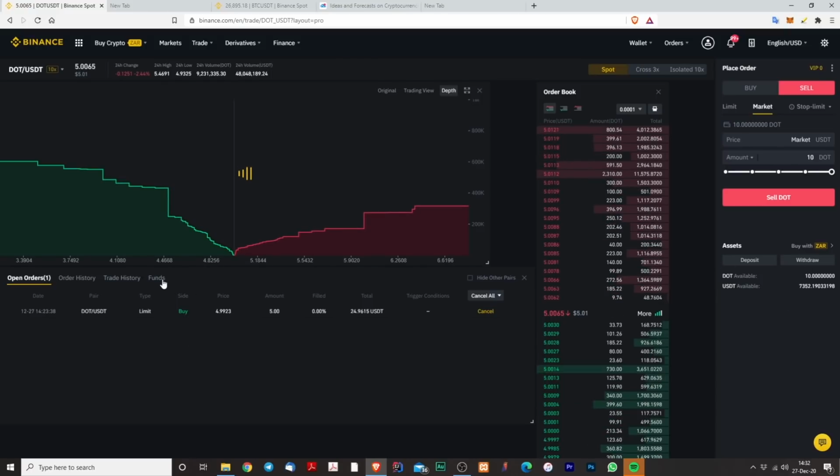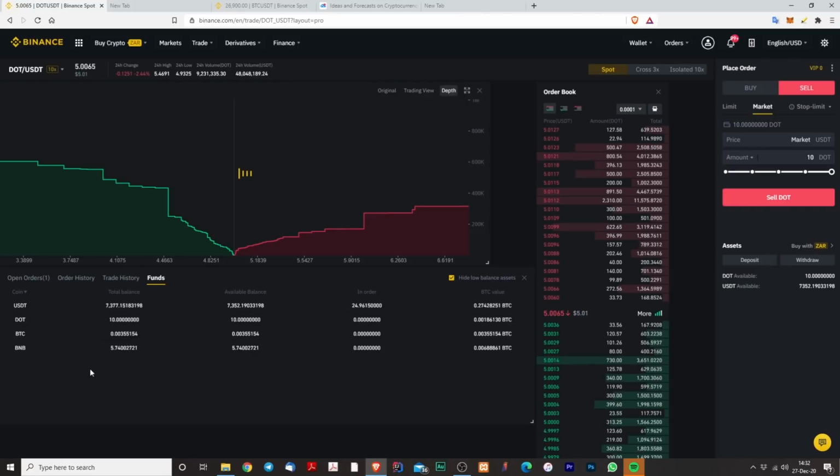But you can also click here for funds, and the funds here is going to show me the relevant amount of coins that I have in my wallet. So I have BTC and so on. Sometimes you're trading, but you don't really know how much money you have. You can simply use this funds tab here to see what you have in your wallet.